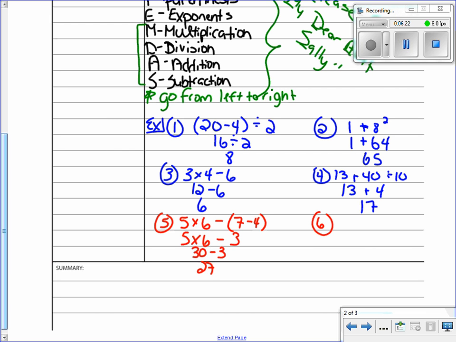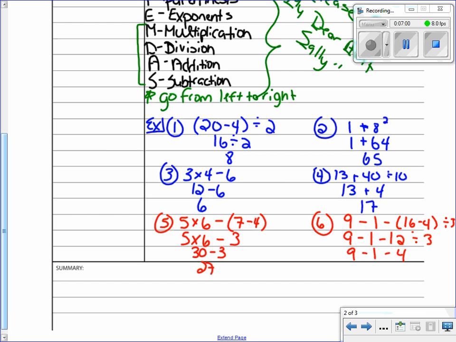Final example, number 6. 9 minus 1 minus the quantity of 16 minus 4, divided by 3. Inside the parentheses, we have 16 minus 4, so we're left with 9 minus 1 minus 12 divided by 3. I have subtraction, subtraction, division. The division gets done first, so I have 9 minus 1 minus 4, because 12 divided by 3 is 4.